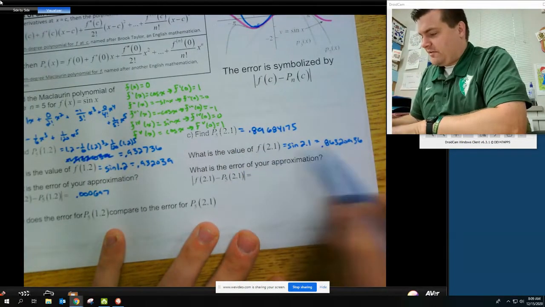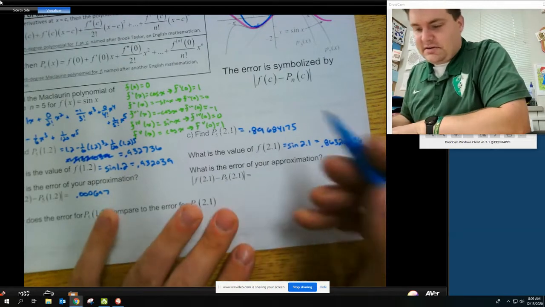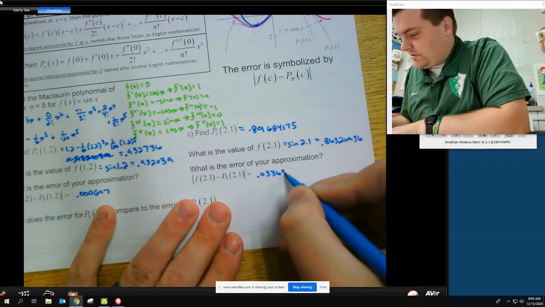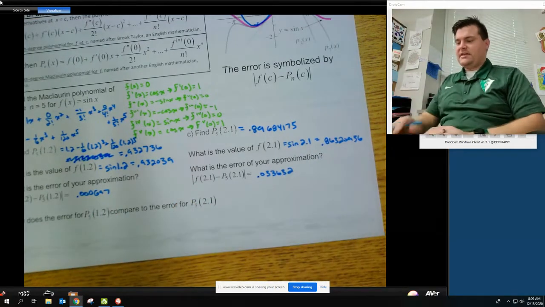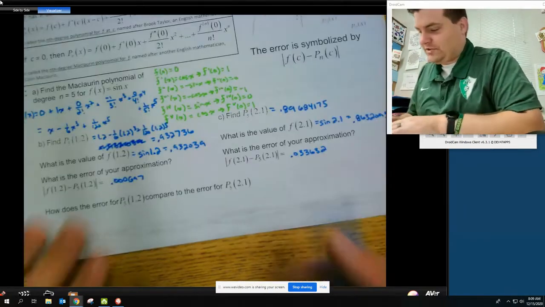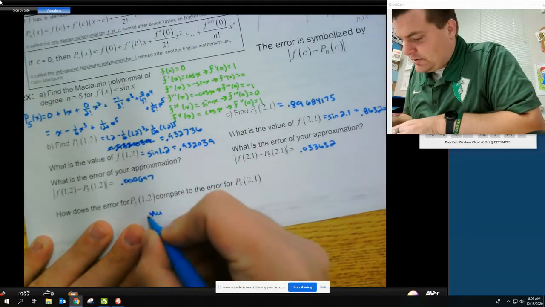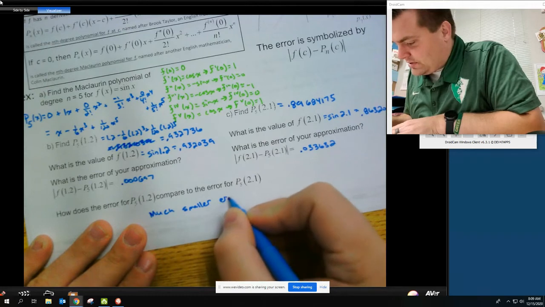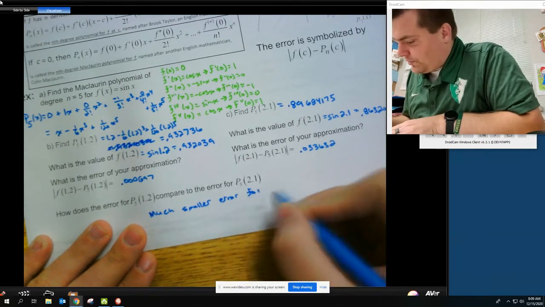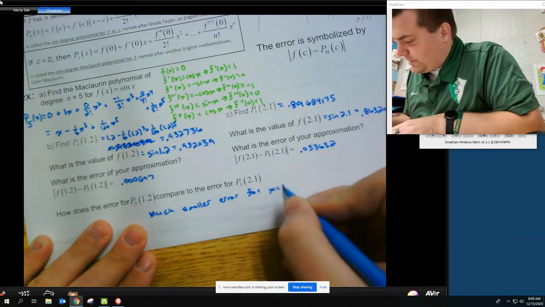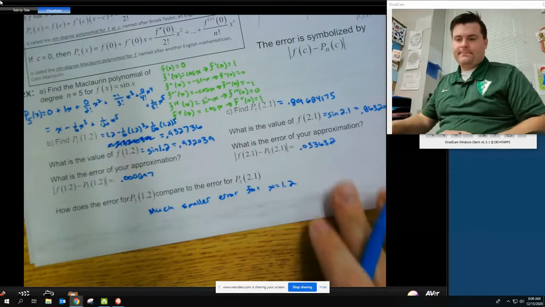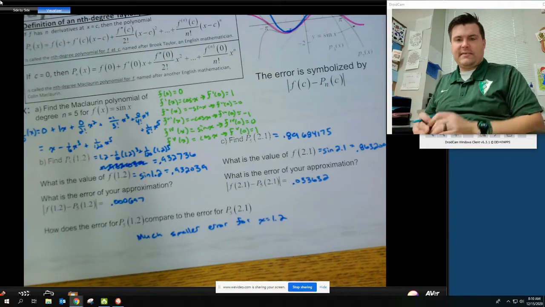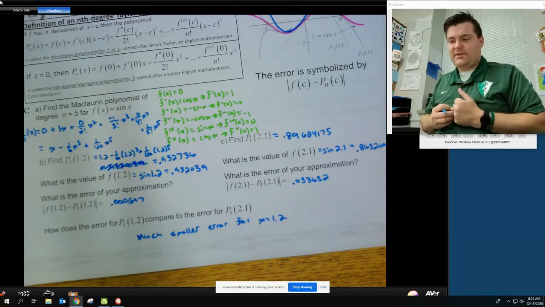This is my actual value of sine, and the error still is pretty small. It's 0.033632. So how does the error compare? It's much smaller for x equals 1.2. And why is that? Well, because as we get closer and closer to the center of the polynomial, the more and more accurate we get for these series.